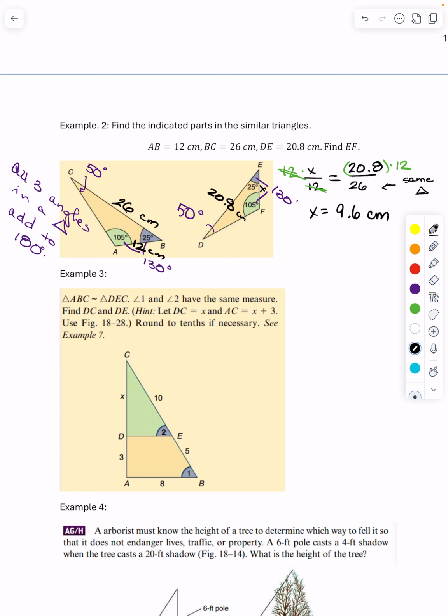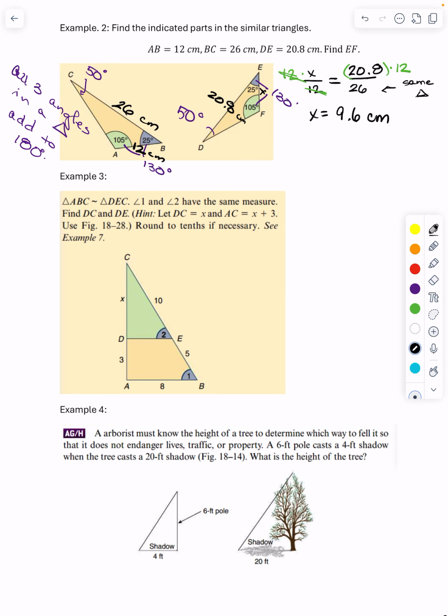Okay. Example 3 looks a little different. It tells me ABC, which is my big triangle, is congruent to DEC, so my little triangle in here.